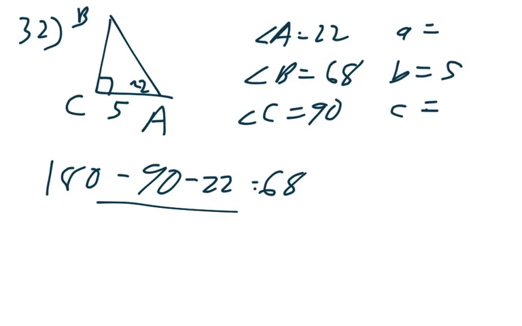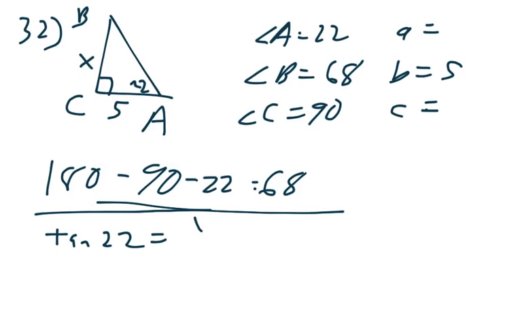And you could do the law of sines. Or what I'm going to do is I'm going to simply say, alright, if I call this x, the tangent of 22 equals x over 5. Multiply both sides by 5. So x equaled, or A in this case, equaled 2.02.